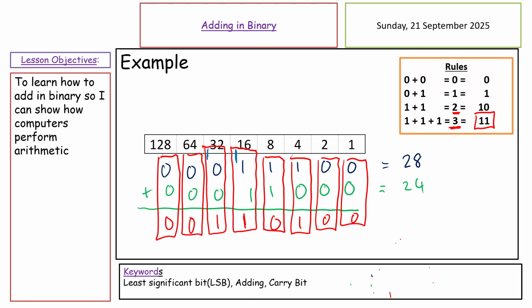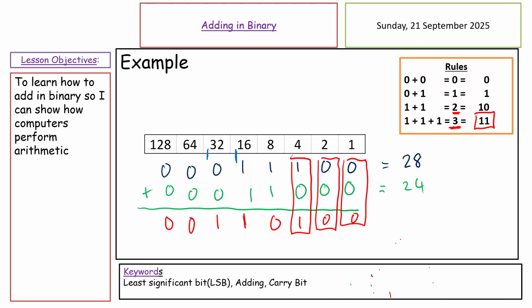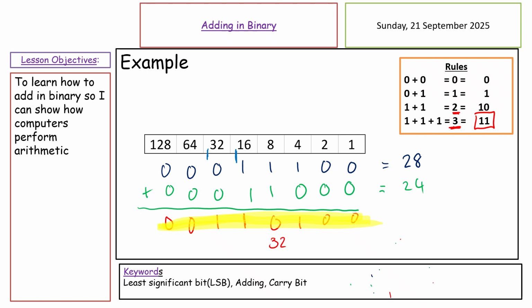So there I've got my answer here. And again, we can check it. 32 plus 16 gives me 48, plus 4 gives me 52. And if I do 24 plus 28, I get 52. So I can see that my answer is correct because I've checked it nice and easily.